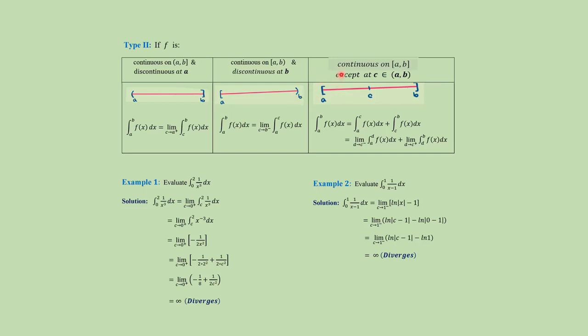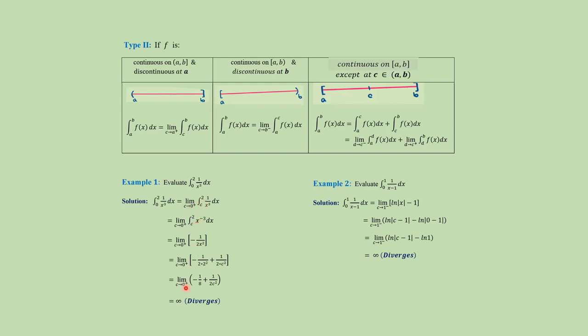If the function f is continuous on ab except at c in ab, then we divide this interval into two subintervals. One is from a to c and another one is from c to b. Now to evaluate this part, follow this technique, and to evaluate that part, follow that technique. For example, here the function 1/x cubed is discontinuous at x equals 0, so we replace this 0 by c and write limit of c approaches 0 plus. That is, we are taking any value of c which is more than 0.